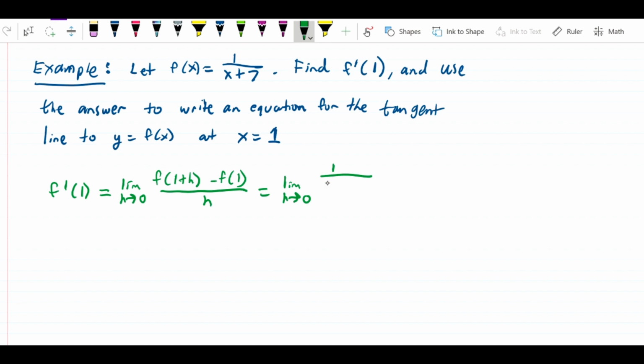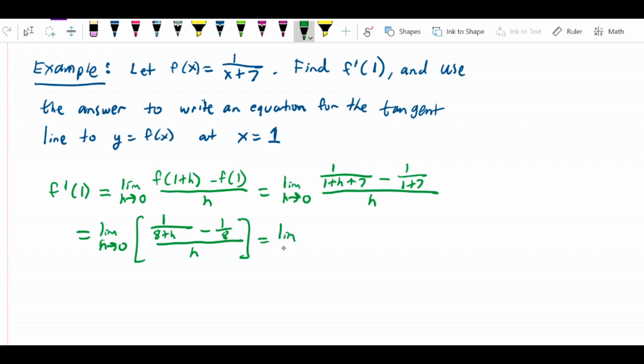So this is going to be 1 over 1 plus h plus 7 minus 1 over 1 plus 7, all over h. So we're going to simplify that a bit. This is going to be the limit as h approaches 0 of, let's see, this is going to come out to 1 over 8 plus h minus 1 over 8 over h.